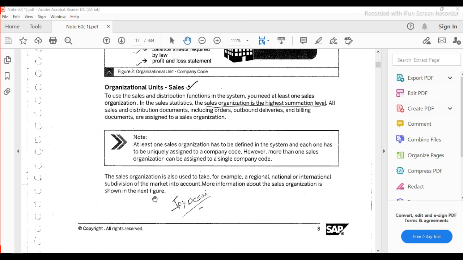Now the next line: sales organization is also used to take, for example, regional, national, international division of the market into account. More information about the sales organization is shown in the figure. It means that at the sales organization level, you can even divide the market, like at regional level, country level, international level, and at a sub-divisional level. Generally we have one sales organization for domestic sales, and another sales organization for international sales, export sales.